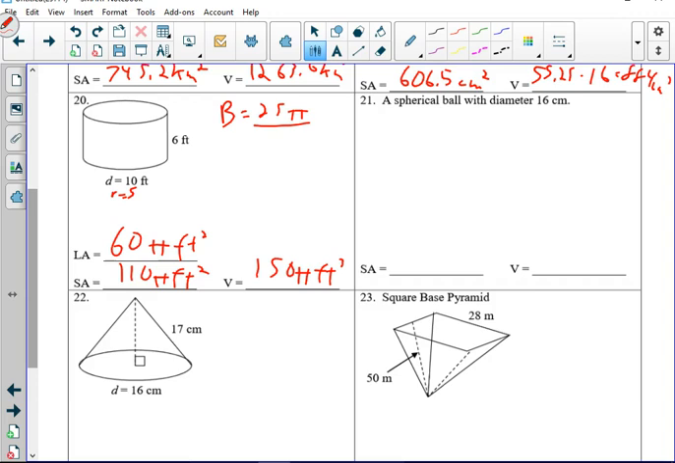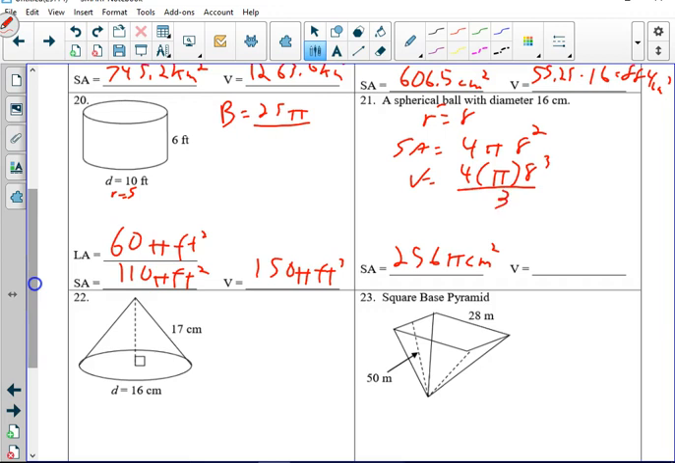Okay, a spherical ball with diameter of 16. That's a radius of 8. So surface area is 4 times pi times the radius squared, which works out to be 256 pi centimeters squared. Volume is 4 pi radius cubed divided by 3. That works out to be 2,048 thirds times pi cubic centimeters.